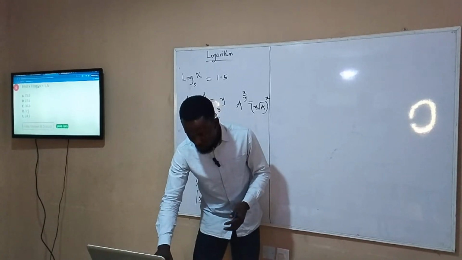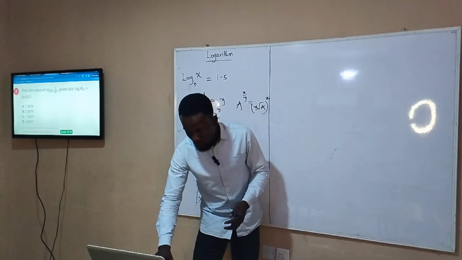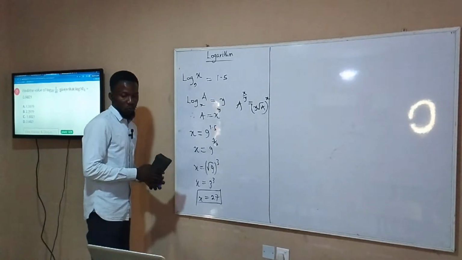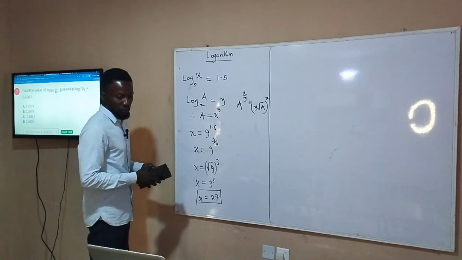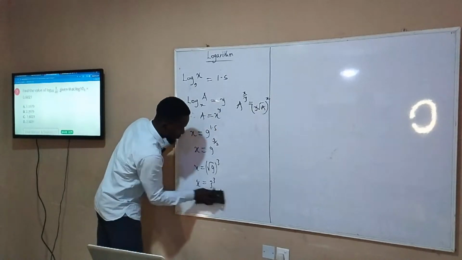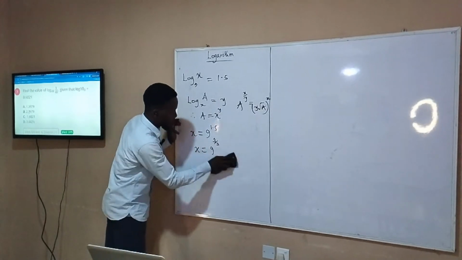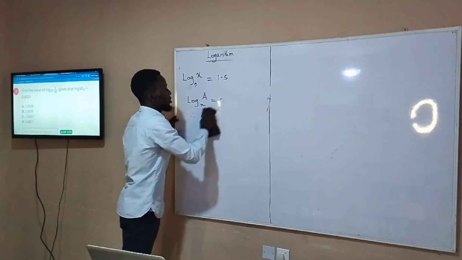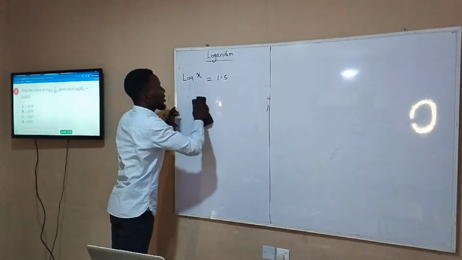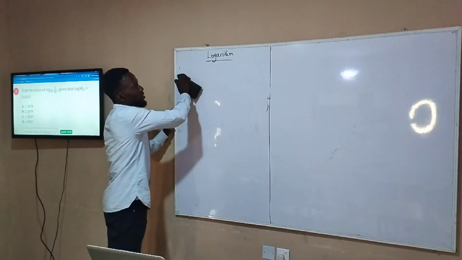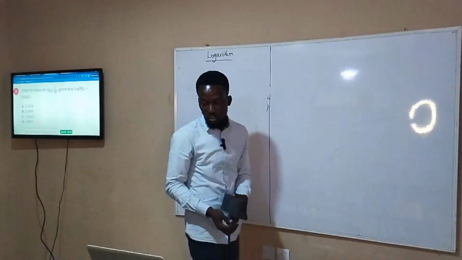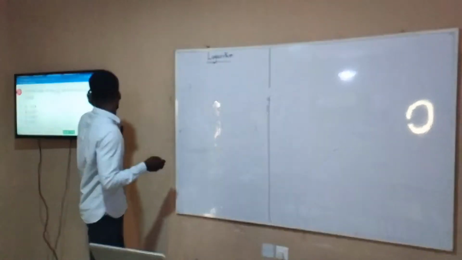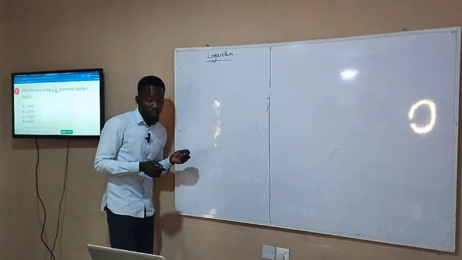So let us see. The next question is, we have to find the value of this. Before I write it on the board, let us do it this way. I'll write this on the board. After writing it on the board, I'll give you guys 3 minutes to solve it. Just 3 minutes. So let me write it so that you can see it clearly.